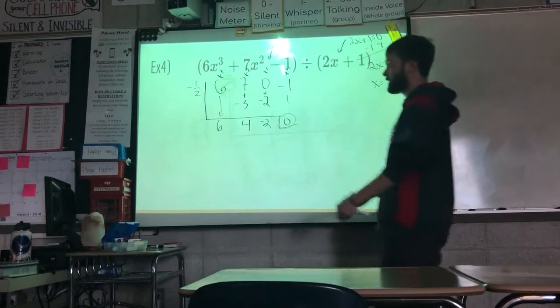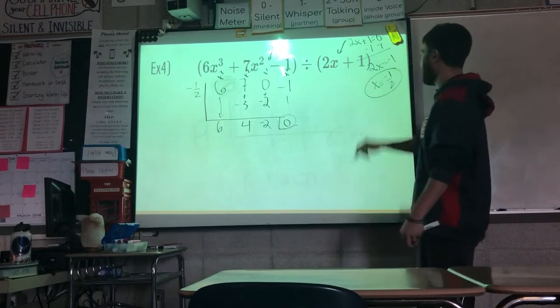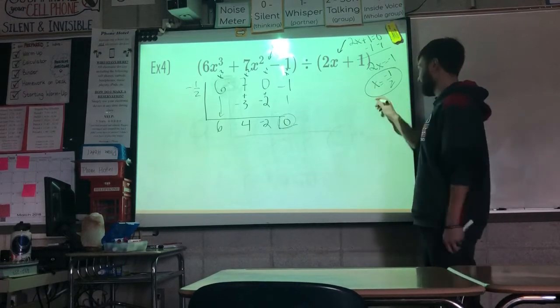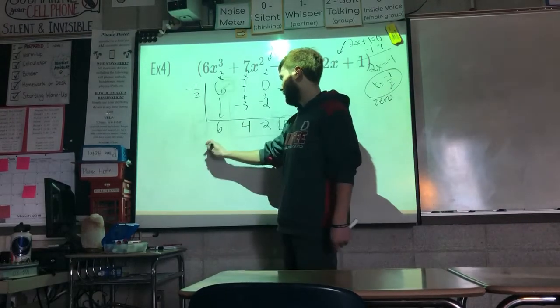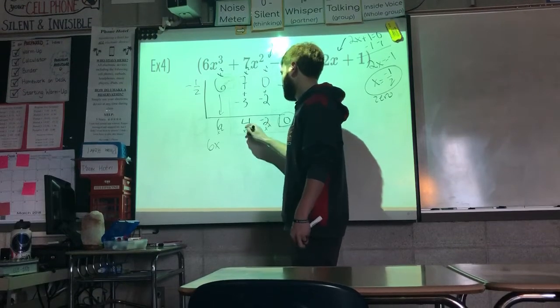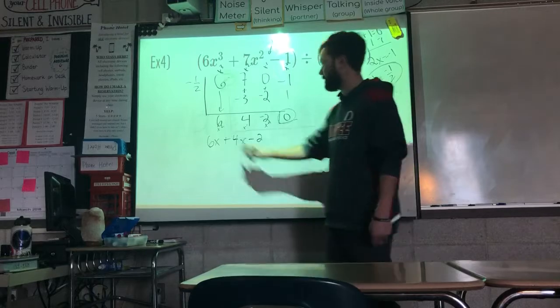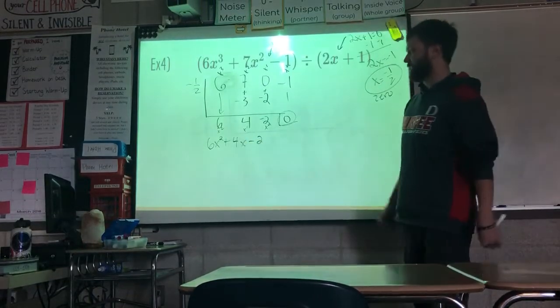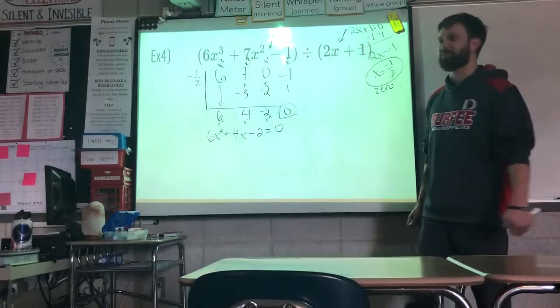So this means a few things. If you remember from the warm-up, this means that x equals negative 1/2 is a 0. So it found one 0. All right, so now let's write our remaining polynomial: 6x squared plus 4x minus 2. All right, so I said we're going to go all out because I looked at this and I said, hey, this can be factored.